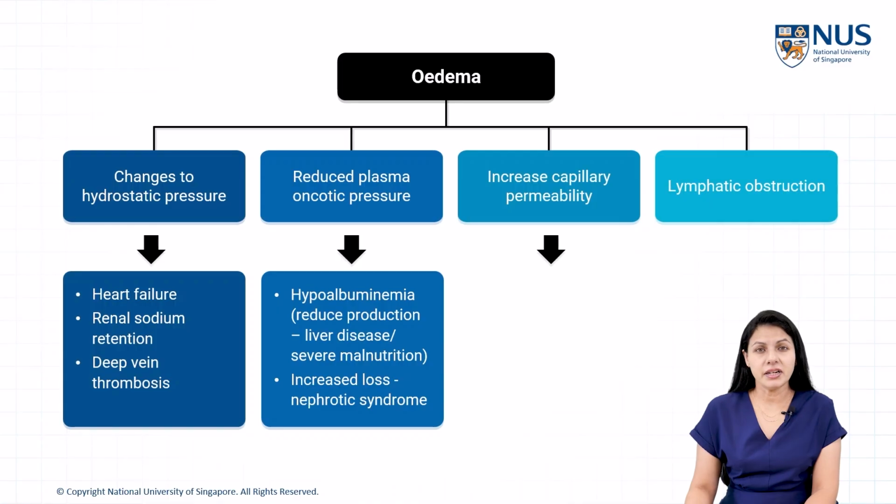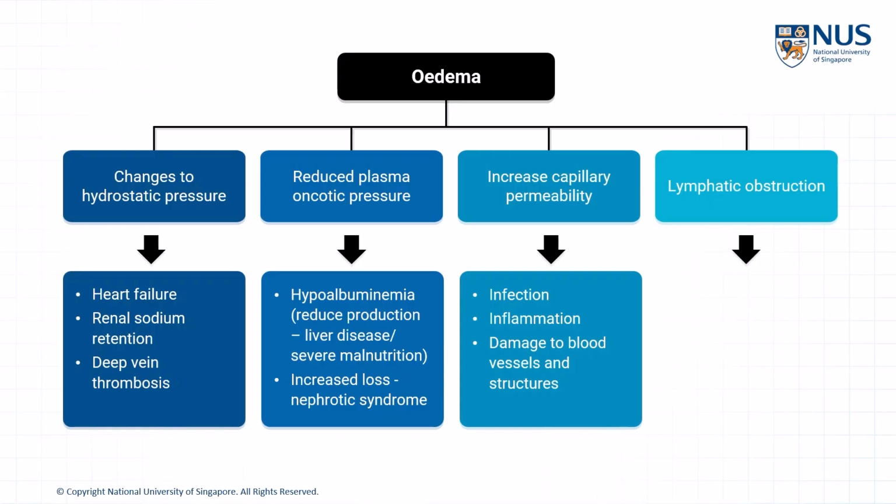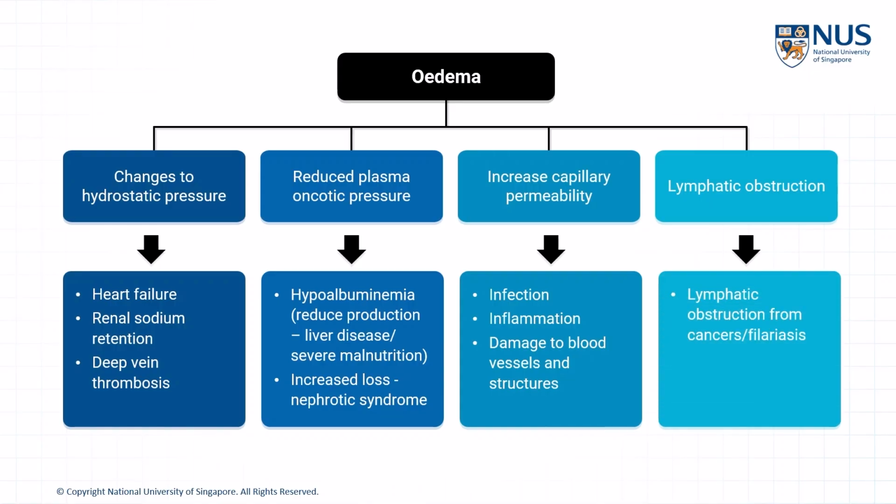An increased capillary permeability is seen with infections, inflammation, and trauma, where the endothelial integrity is disrupted. And lymphatic obstruction happens with malignancy infiltrating lymphatic channels and filariasis. Filariasis is actually less common today, and all these can block the lymph drainage, resulting in lymphedema.